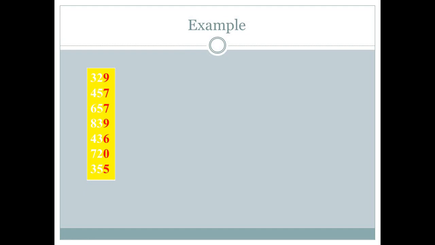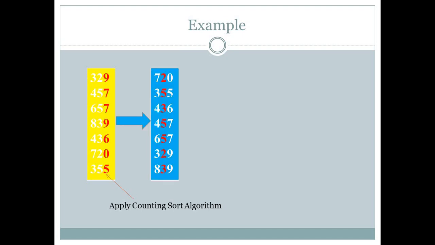So here in this list we will apply our counting sort algorithm only and only on the last digits of these numbers. The last digits of these numbers are 9, 7, 7, 9, 6, 0 and 5. So these numbers we will sort by our counting sort algorithm. After applying counting sort algorithm on the least significant bit, we will get this array.